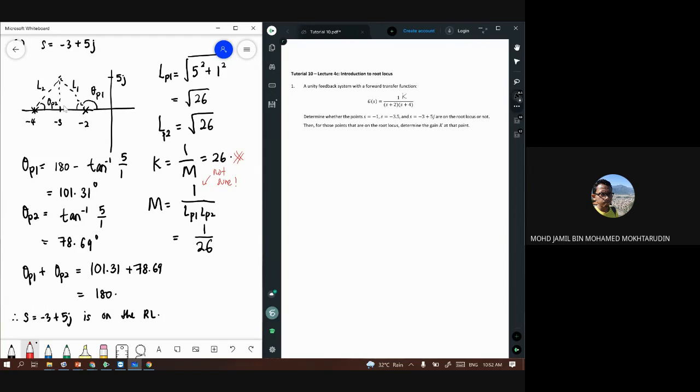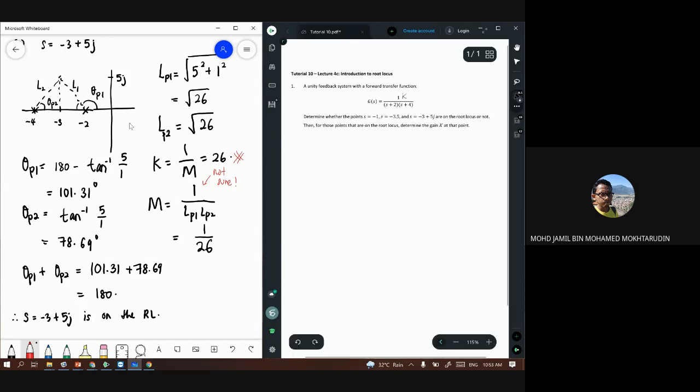So this is just for you to get the idea of determining whether a point is on the root locus or not. So first you need to determine the angle. Make sure the angle summation is 180 degree. And then to find the gain K, you find the length from each pole and zero to the point of interest. Later on in chapter 5, we are going to use root locus to design a control system, a controller.